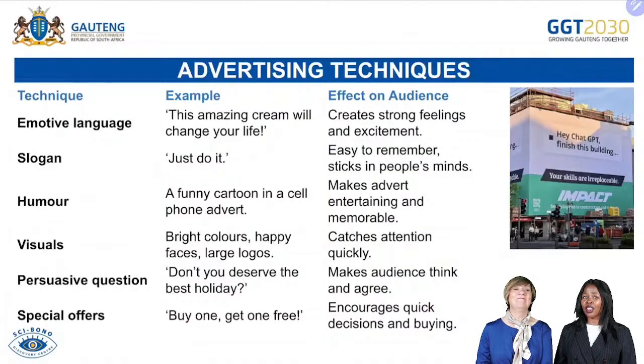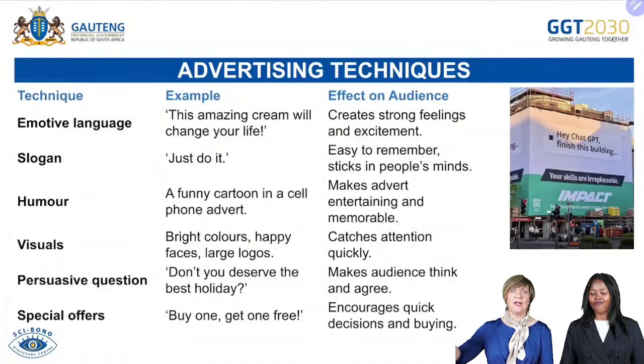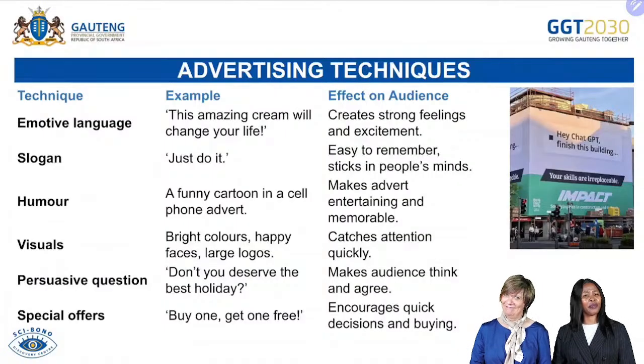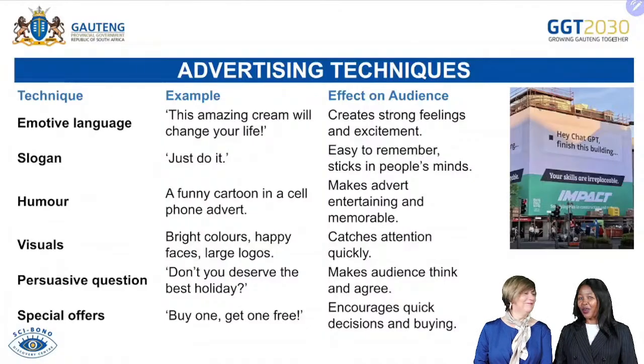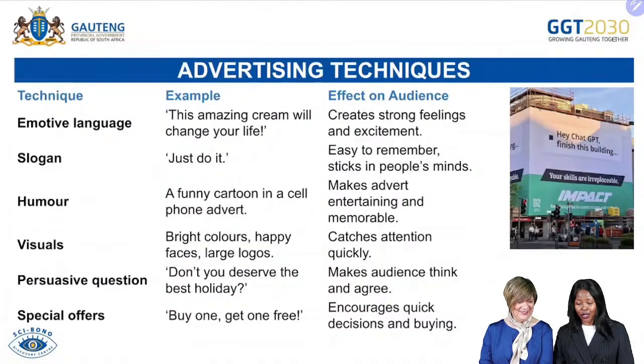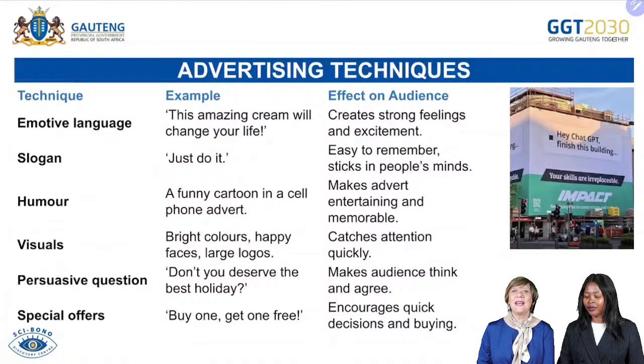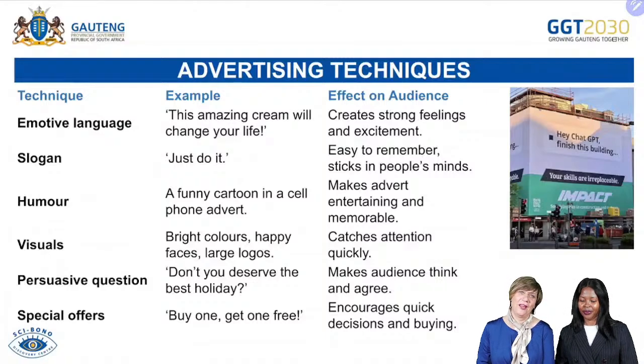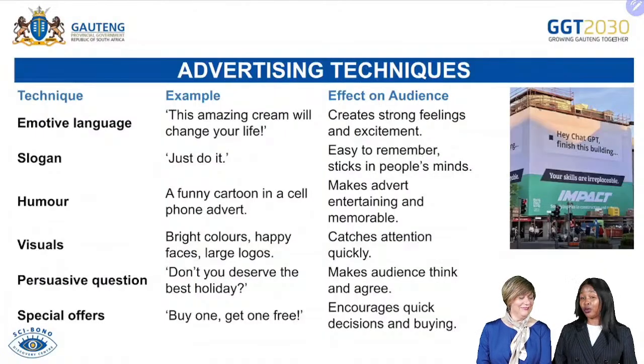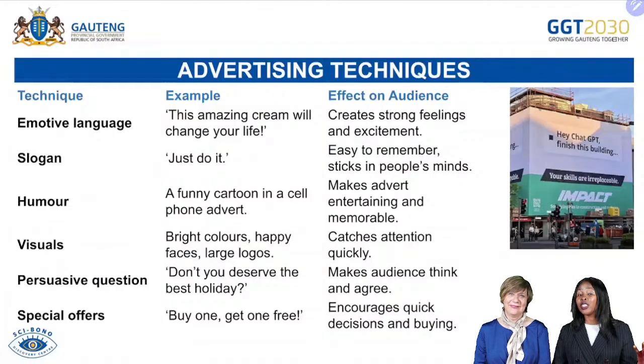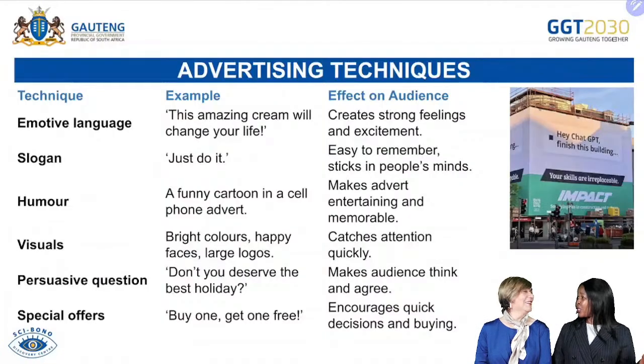And not just that, we also have what we call a slogan. This is an example: "Just do it." Easy to remember, sticks in people's minds, and we know that once you see "just do it," it's the right brand for you or your favorite brand. And not only that, advertisement uses humor. So you'll perhaps have a funny cartoon in a cell phone advertisement. This makes the advert entertaining as well as memorable. So once you see something funny on that, you always think about it. You think about whatever was funny on that advert, and it makes you want to buy it.